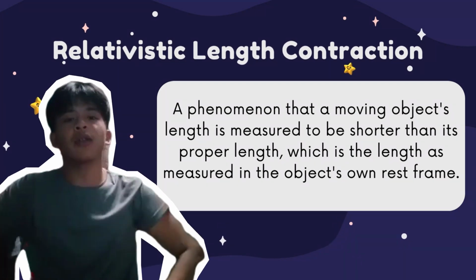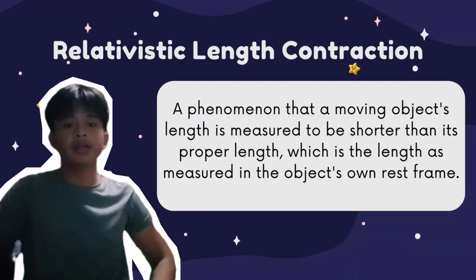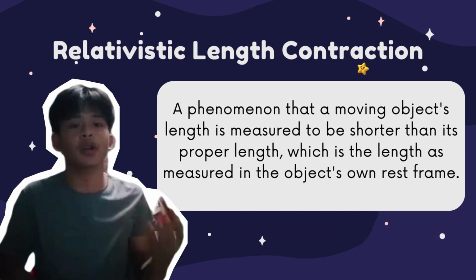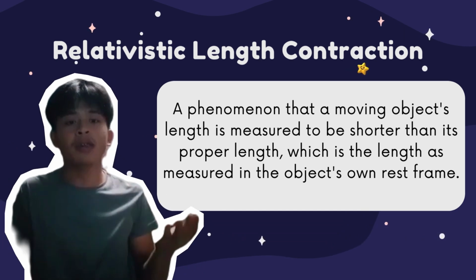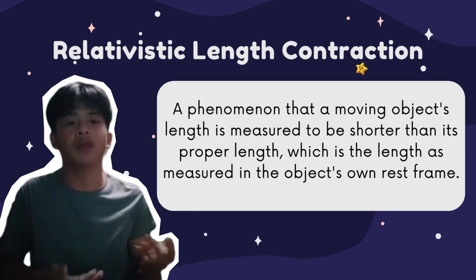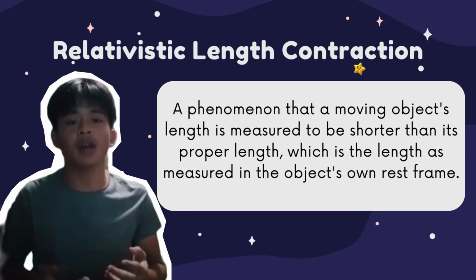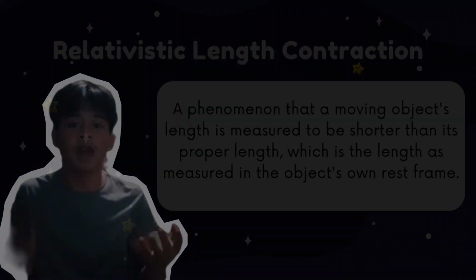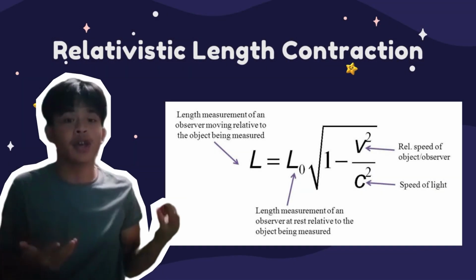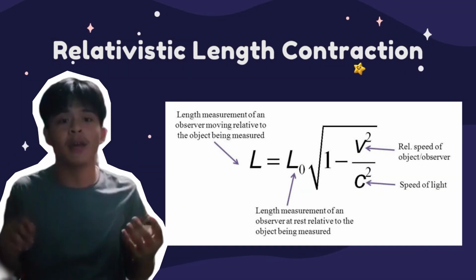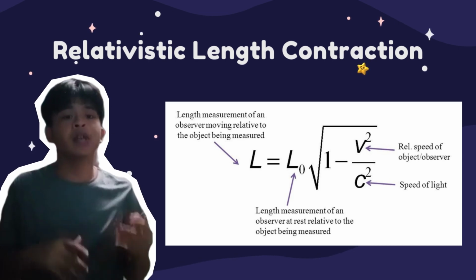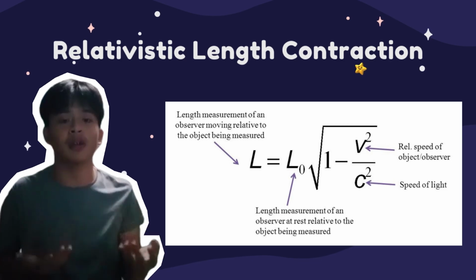According to the special theory of relativity, length contraction is a phenomenon in which a moving object's length is measured to be shorter than the proper length, which is the length as measured in the object's own rest frame. This contraction is usually only noticeable at a substantial fraction of the speed of light. Length contraction, L, is a shortening of the measured length of an object moving relative to the observer's frame. This would be the formula of the length contraction.